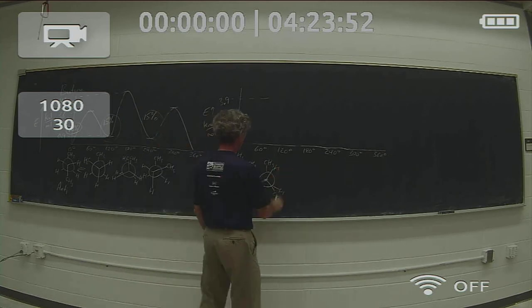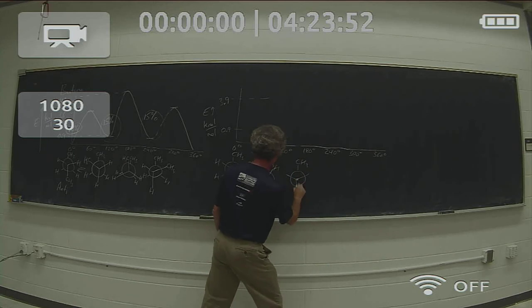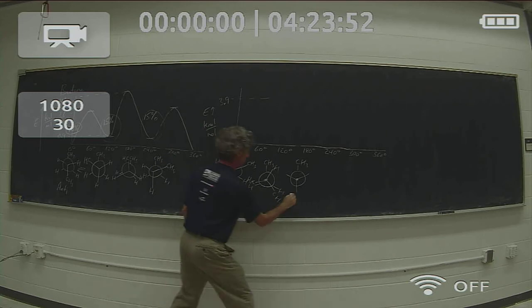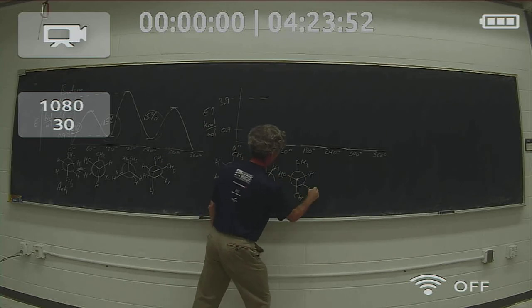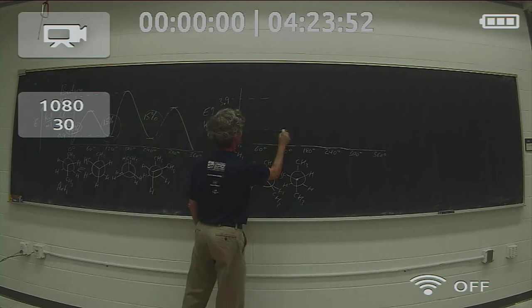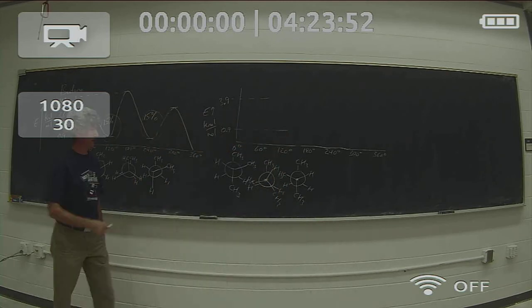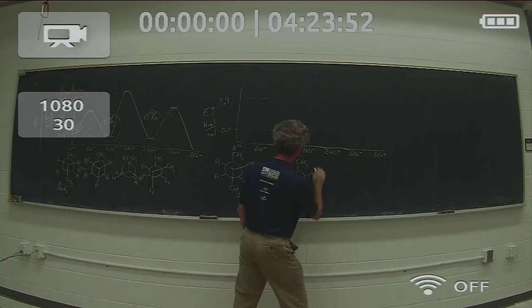At 120 degrees, we're going to move this to a conformer that looks like this. Staggered conformation. This methyl group comes down. Got exactly the same energy as we had. And then it's going to be in equilibrium at 180 degrees.